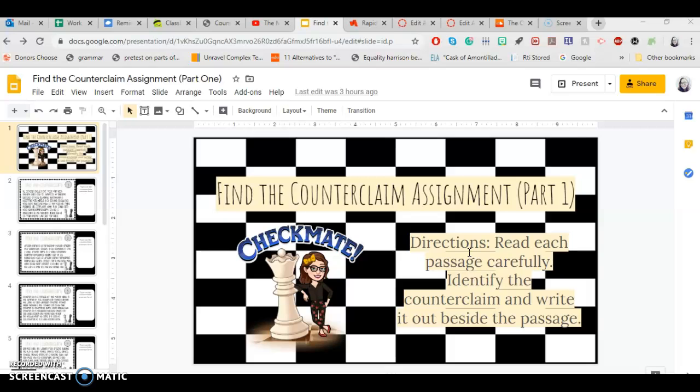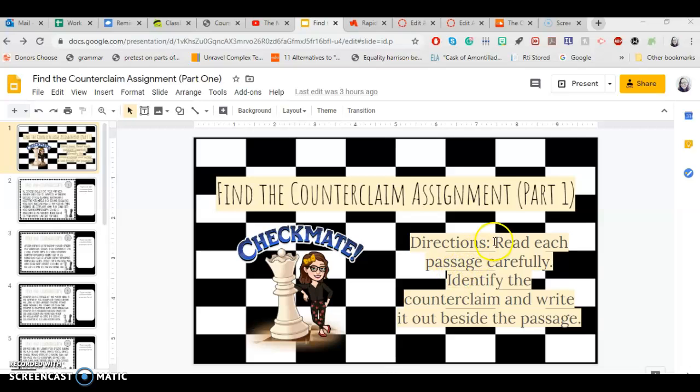And so even if you do feel like you're very practiced in finding the counterclaim, it's always good to get more practice, because practice makes perfect, right? So we want to build up those brain muscles. So the directions for today are you're just going to read each passage carefully, identify the counterclaim, and then write it out beside the passage. So I want you to write out the full sentence.